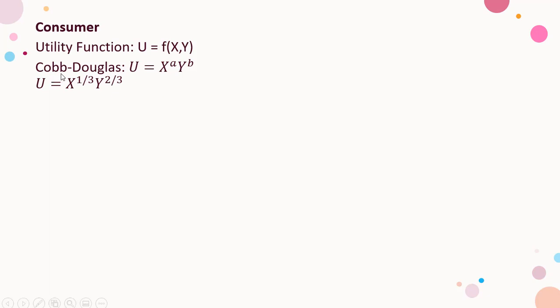A common utility function used is a Cobb-Douglas utility function of this general form, where the exponent A is greater than 0 and the exponent B here is greater than 0. So here's an example of a Cobb-Douglas utility function. The exponents do not need to sum to 1. Okay, that's a common misunderstanding. The main thing for a Cobb-Douglas utility function is that each exponent is greater than 0.